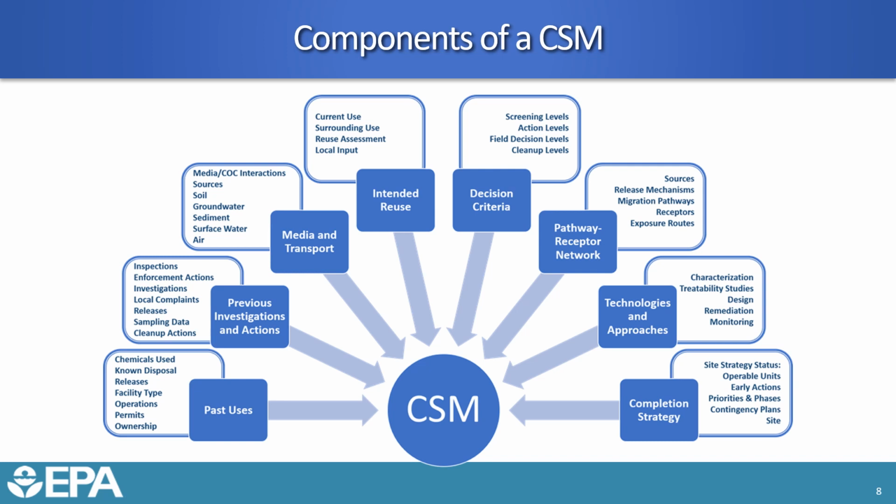Walking through the components from left to right, looking at past uses. What kind of chemicals were there? When was it disposed? And the known disposal, what were the releases? What was the facility type? What type of operations did they have? Were there any permits? And what was the ownership? Did the ownership change and change those particular practices?